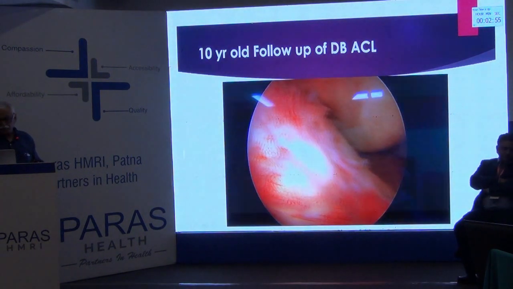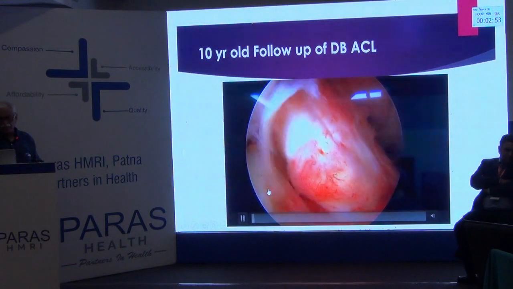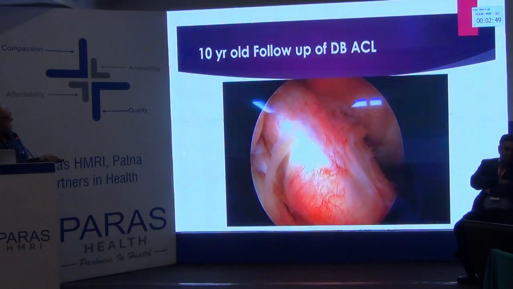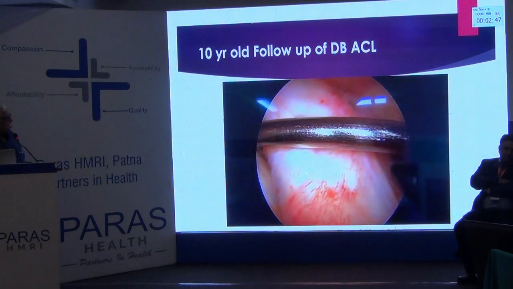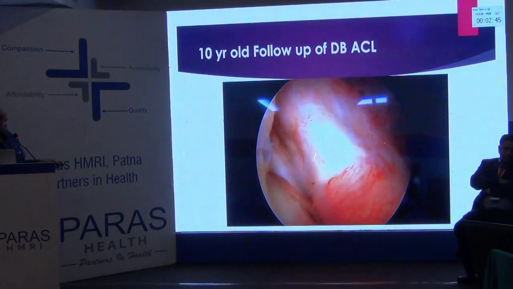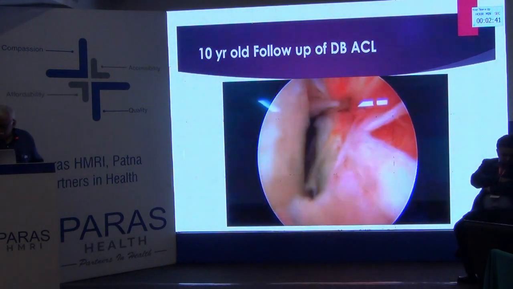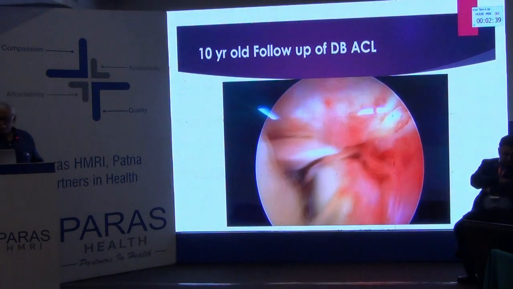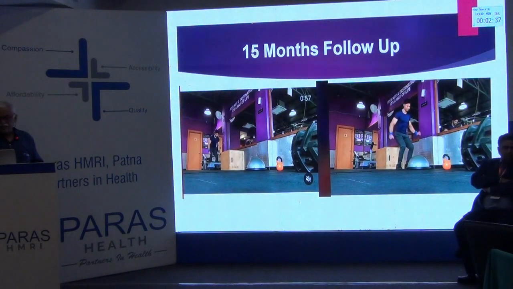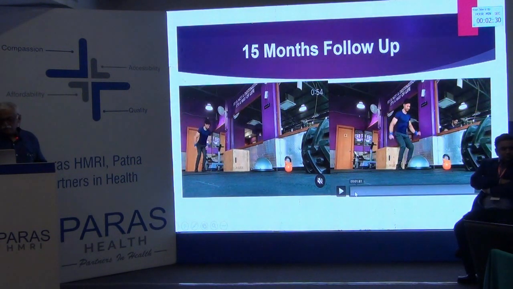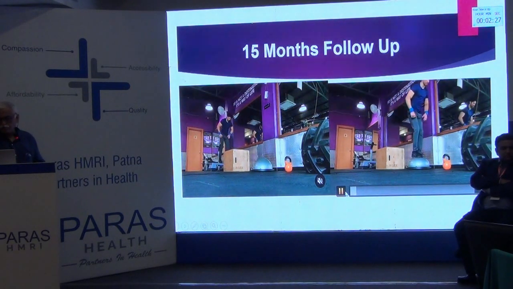And this is a 10-year follow-up of another patient of ACL, double bundle. We did an arthroscopy for a different cause, and you can see that both the bundles are there in good position, in good tension, and they have been vascularized, as you can see. So we have long-term results for this double bundle, which is working very well in our hands. This is a 15 months follow-up of the same patient, and you can see him performing all sort of activities. He's also a doctor by profession.